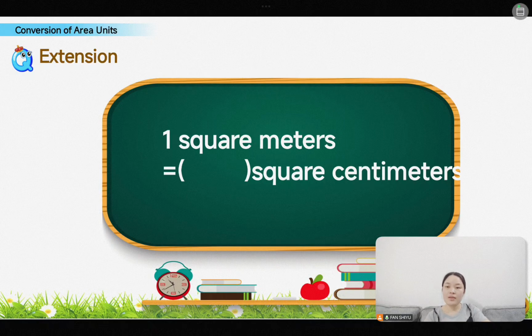Now, this is an extension question. 1 square meter equals how many square centimeters? Okay.